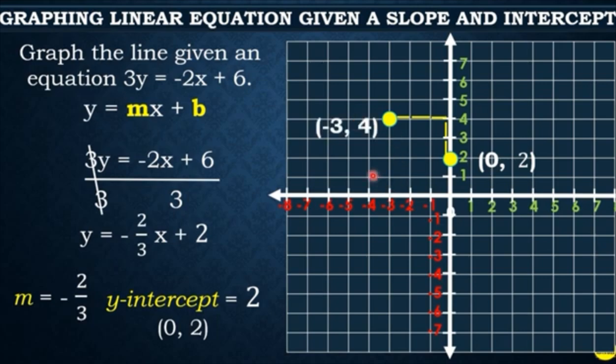Okay. Now, we can now graph the points. Connect the points. And this is your graph of 3y equals negative 2x plus 6. Ulitin ko ha. Hindi po natin pwedeng basta kunin ng this is your slope and this is your y-intercept. You still need to simplify. Okay, next.